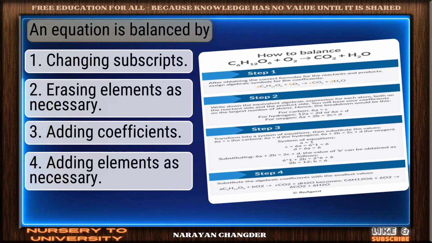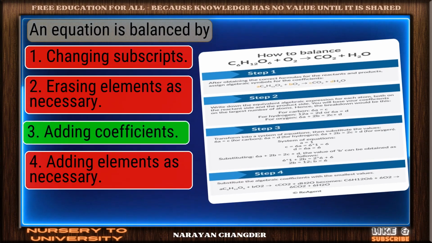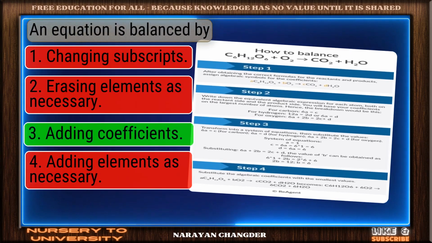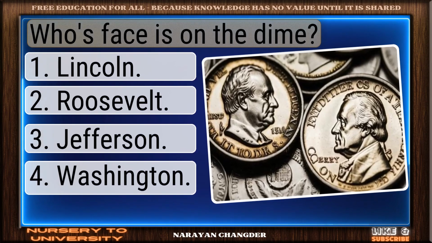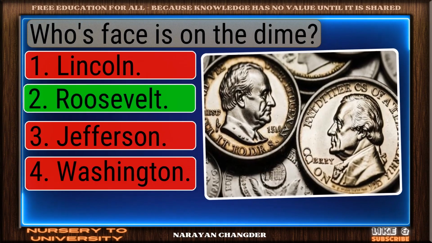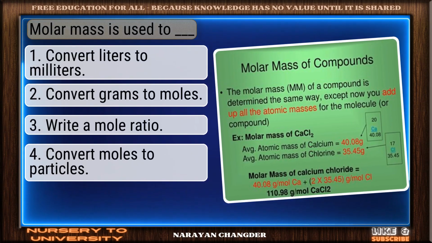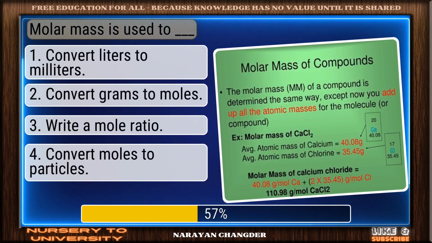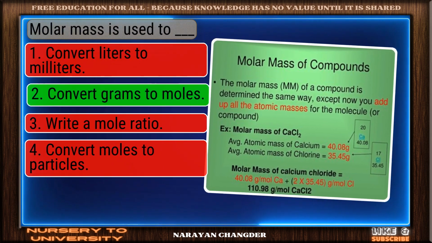An equation is balanced by. Good job. Your answer adding coefficients works well here. Whose face is on the dime? Bravo. Roosevelt is the answer. Molar mass is used to dash. Correct. Convert grams to moles is the right answer.